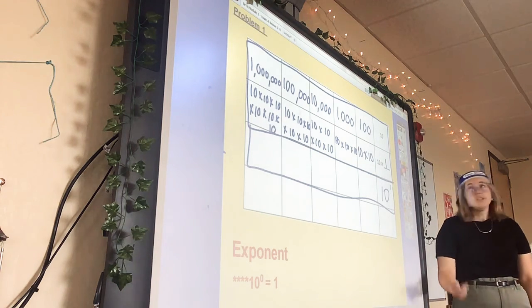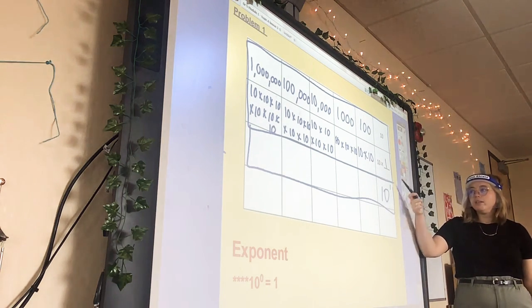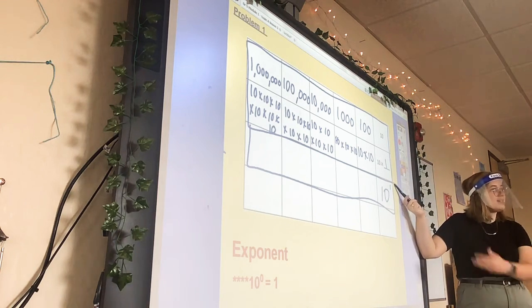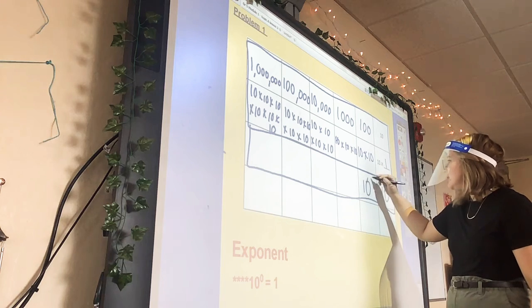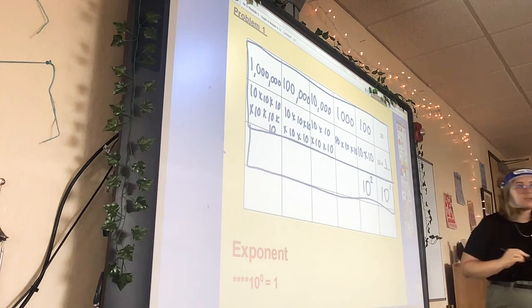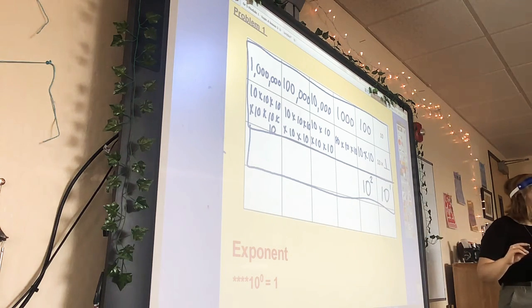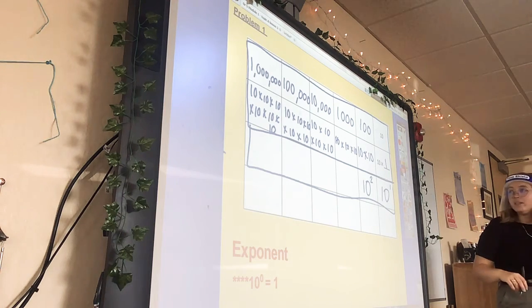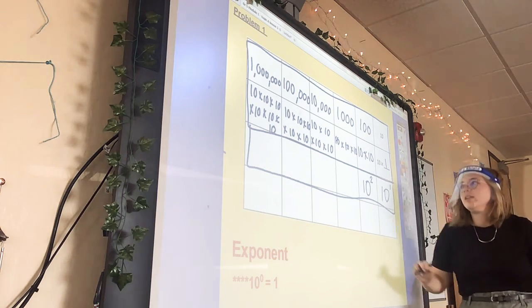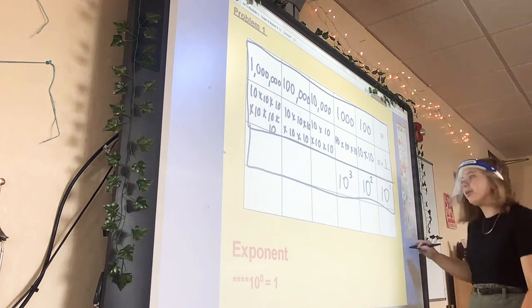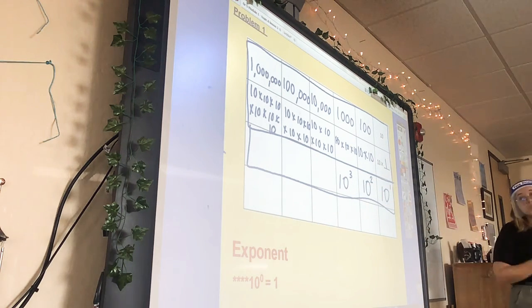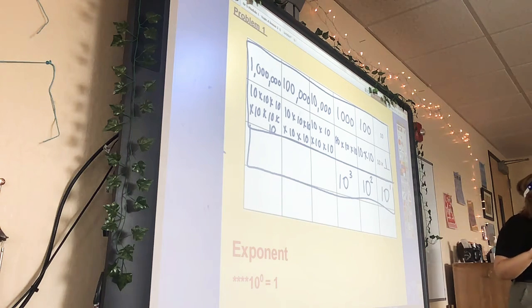Okay? So, 10 to the first power is our first exponent. And I'll explain that in a second. 10 to the second power is our next one, 10 squared. Then for 1,000, we have 10 to the third power, or 10 cubed. Now, I'm going to give you 20 seconds to fill in the rest of your group. Ready, go.